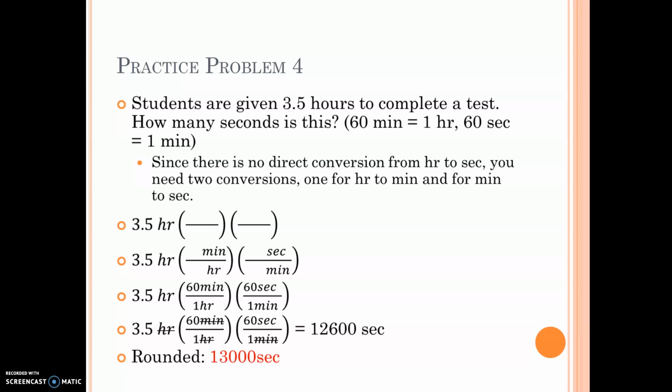Remember, 1 on the bottom means you multiply across, 1 on top means you divide. In this case, we are plugging in 3.5 times 60 times 60. Our calculator answer is 12,600 seconds. The final step is to consider significant figures. In the question, 3.5 has two significant figures, so we have to round 12,600 to two significant figures, leaving us 13,000 seconds.